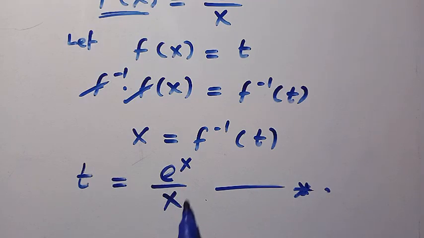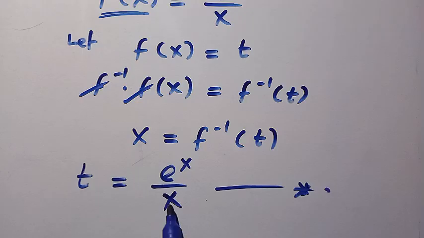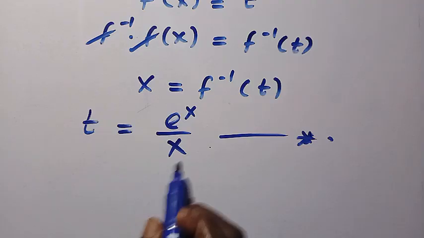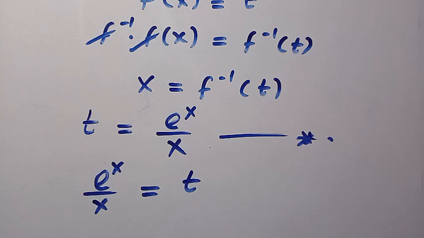And I want to make x the subject of the formula. How can we do that? The relationship is not the same. This is exponential and this is linear. So how can we take the power of this x down and factorize to make x the subject of the formula? It's very simple. If I write this expression as e power x divided by x, still the same, equals t. Suppose I do flipping.